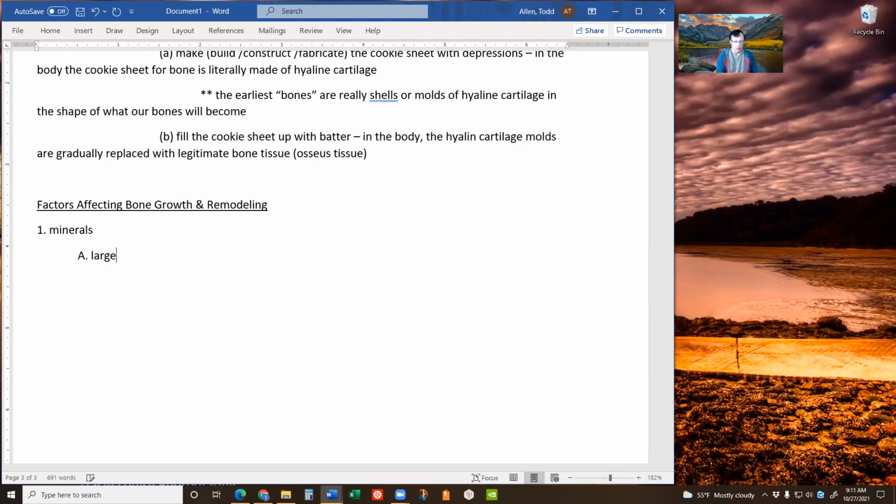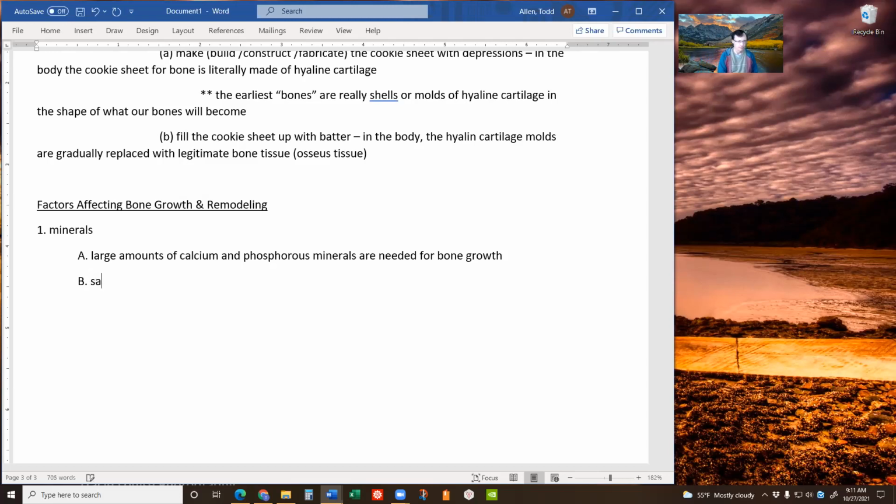Large amounts of calcium and phosphorus minerals are needed for bone growth. In addition to that, there are other minerals that are needed in much smaller amounts, but are still significant for the physiology of bone.